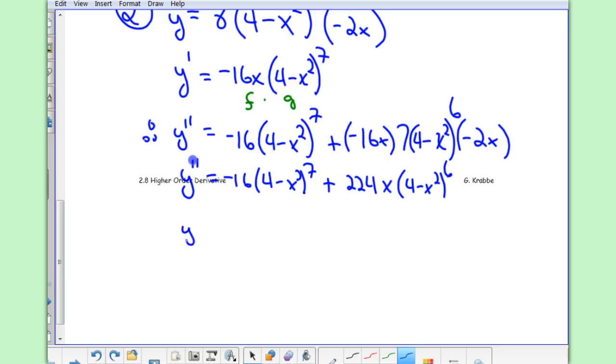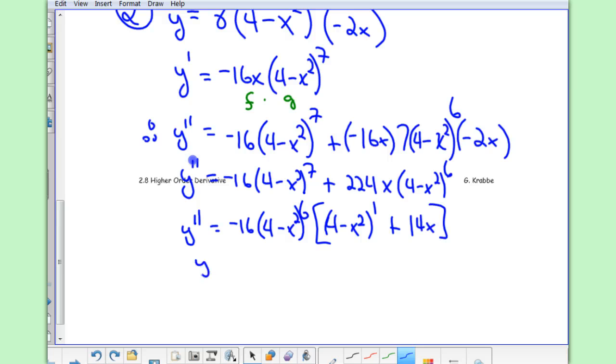You can see there's a common factor, so I can take out a minus 16 and a 4 minus x squared to the 6. And I would be left with 4 minus x squared to the 1 and plus 14x, which in your final step simplifies to be y double prime equals minus 16, 4 minus x squared to the 6, and minus x squared plus 14x plus 4. And all was good in number 2.